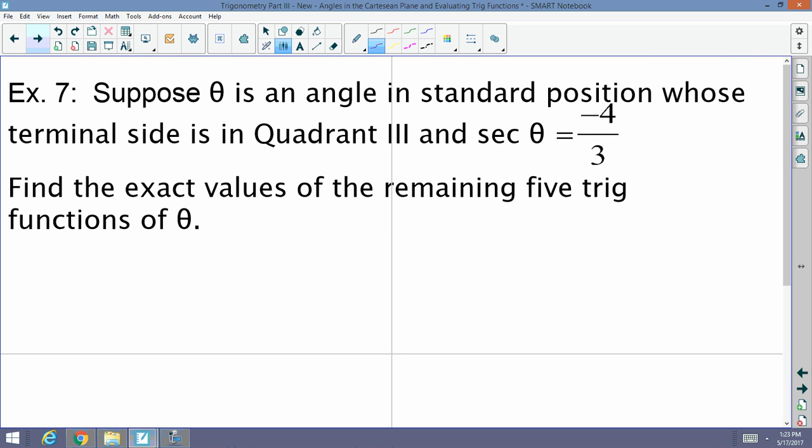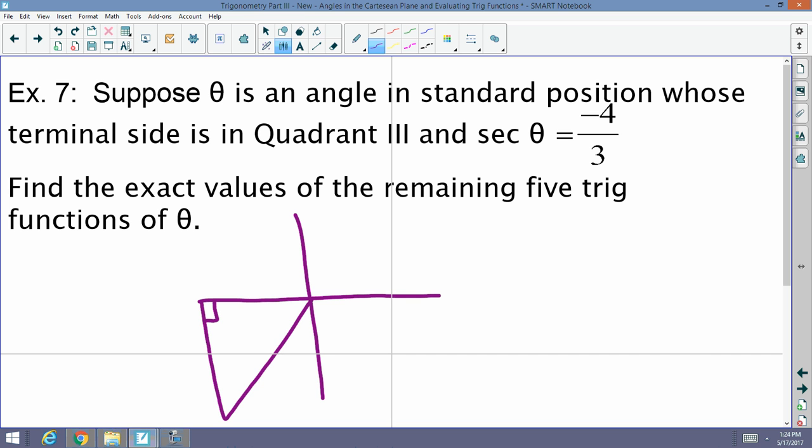Suppose that theta is an angle in standard position whose terminal side is in quadrant 3, and the secant of theta is negative 4/3. Find the exact value of the trigonometric functions. Okay. Check it out. You ready? Because I'm going to destroy this. You're in quadrant 3, so you know you have a triangle here. This is going to be my reference angle, right? And I know that the secant from my angle is negative 4/3. So secant is hypotenuse over adjacent, correct? So this is 4. My adjacent is negative 3. Is that a 3, 4, 5 triangle?